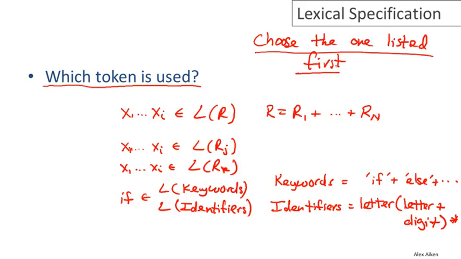Okay? So when there is a choice, when there is more than one token class to which a string might belong, the one that is listed first is given higher priority. So in our file defining our lexical specification, we would put the keywords before the identifiers, just as we have done here.